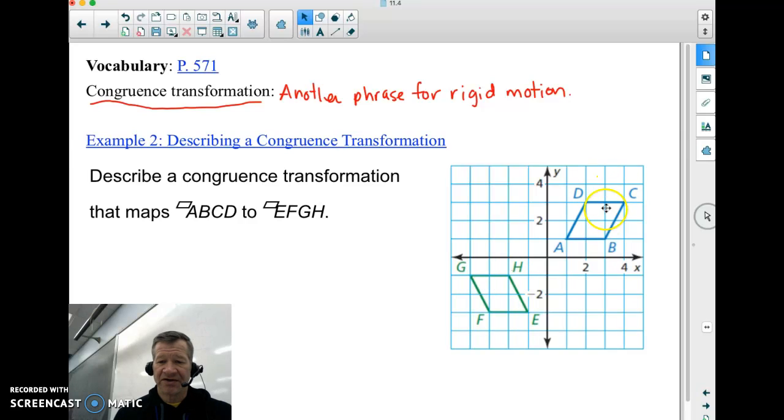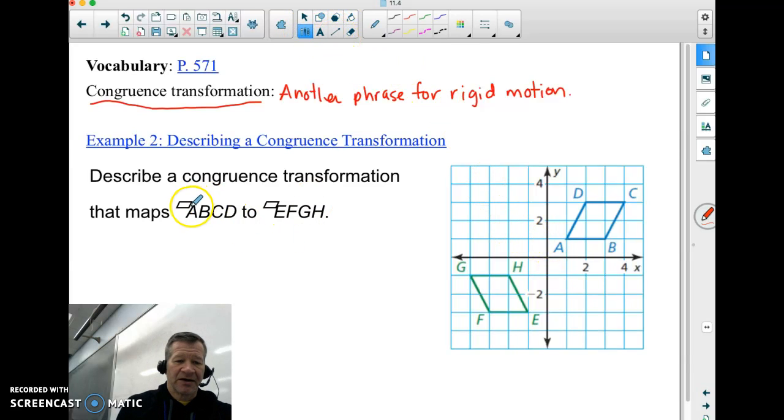Well, you notice when you look at this figure, angle C up here in the upper right is acute, whereas the angle in the upper right here, which is H, is obtuse. So they're in different positions. The other thing you can tell is that when we talk about mapping ABCD to EFGH, that means A is going to map onto E, B onto F, and so on. So if I want A to map onto E, E is in the lower right-hand corner and A is in the lower left. I need to do something to get this over.